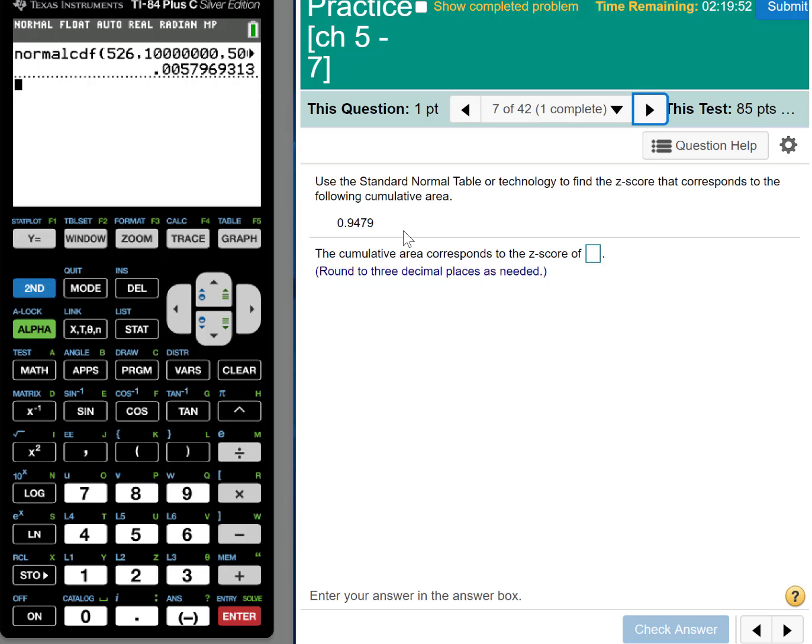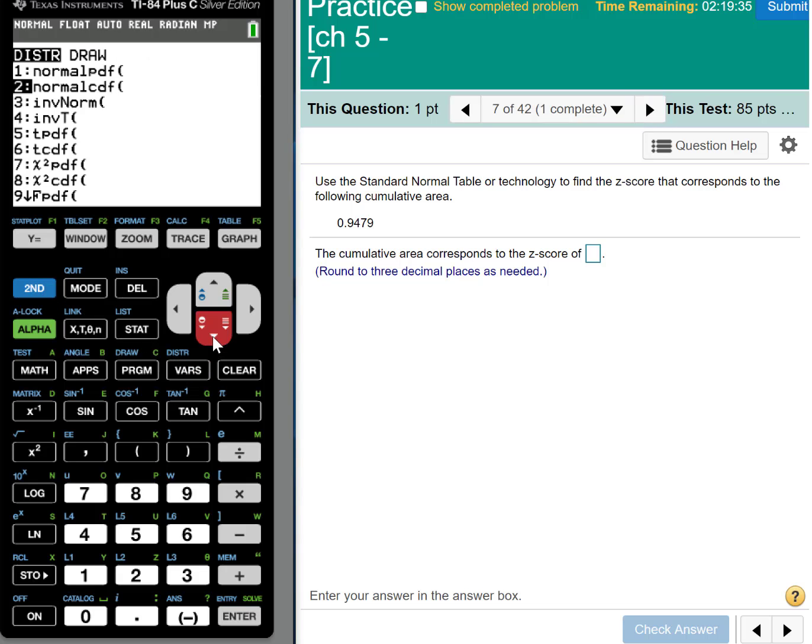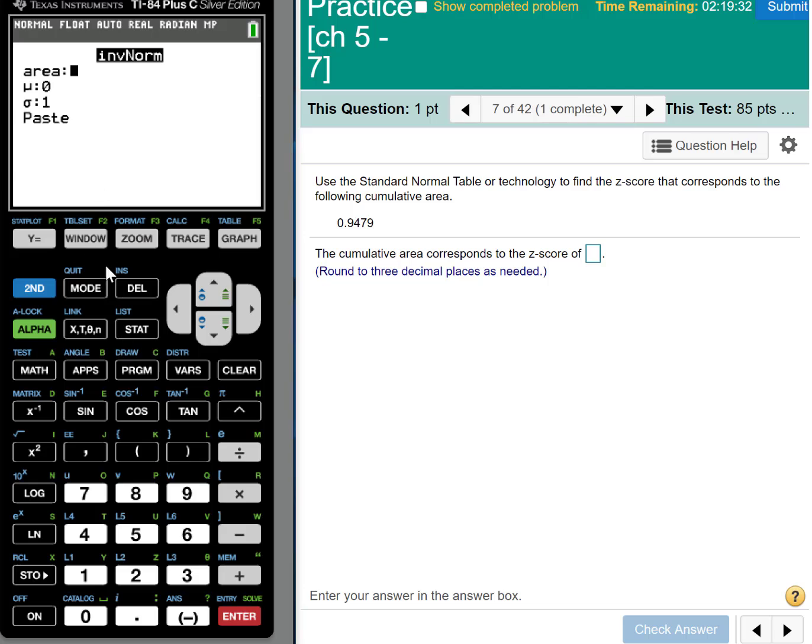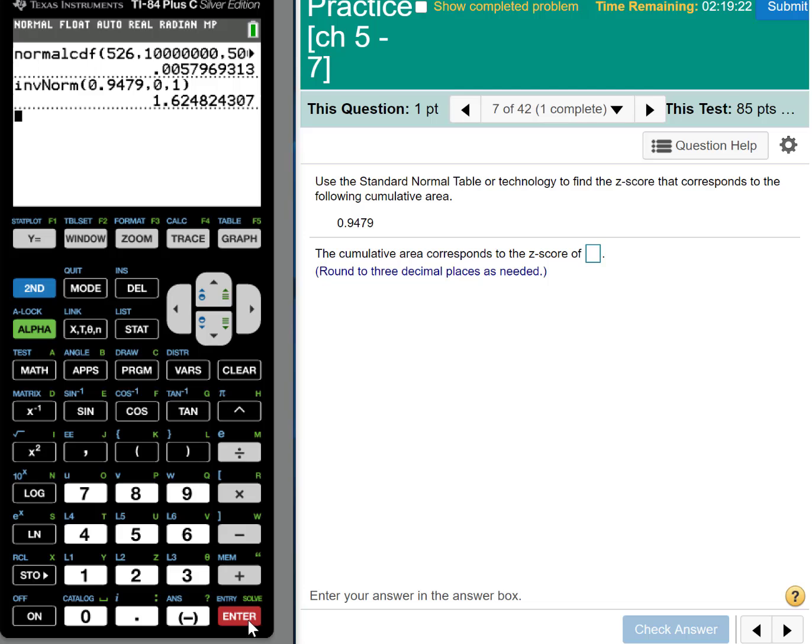Okay, use the standard normal table or technology to find the z-score that corresponds to the following cumulative area of 0.9479. If you have the area to the left, guys, finding the z-score is very easy. Look how you do it. You go to second, distribute, it's inverse norm. You put the area, which is 0.9479, enter 0, 1, and here's the z-score. Every time you have a question about the z-score, the mean is 0, standard deviation is 1.